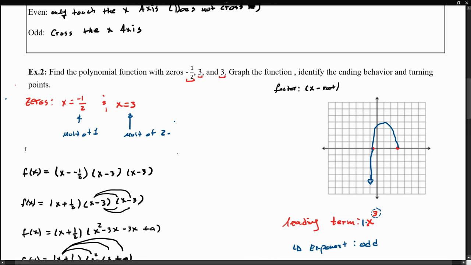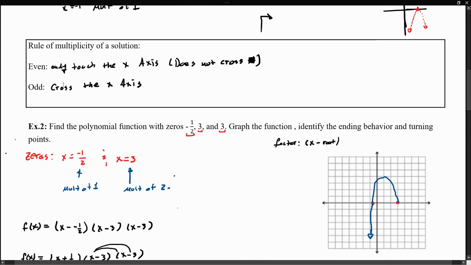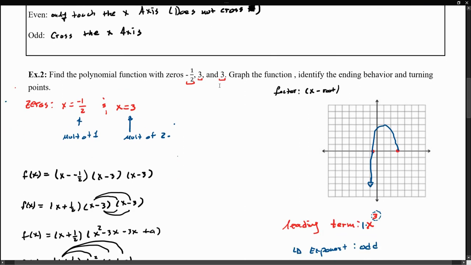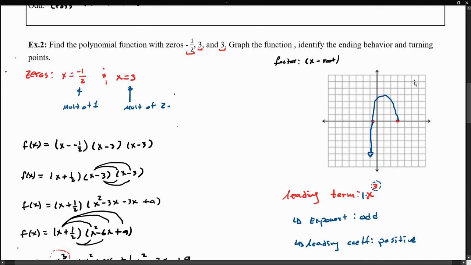And now at the value of 3, we got to stop there, because now we got to check the multiplicity. The multiplicity of 3 was a multiplicity of 2. So we have an even multiplicity, and we're only going to touch the axis and we're not going to cross it. So it is not going to be okay for us to just cross the axis, but it's just going to touch the value and it's going to bounce back up.